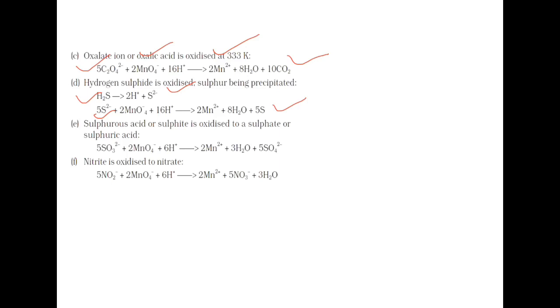Again, sulfite form is converted to sulfate form. Ite converts to ate: sulfite to sulfate, nitrite to nitrate, ferrite to ferrate.